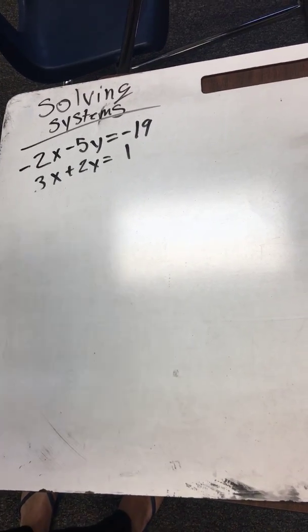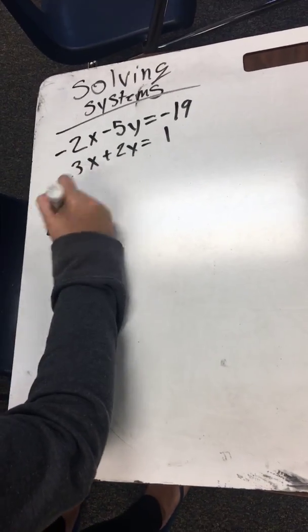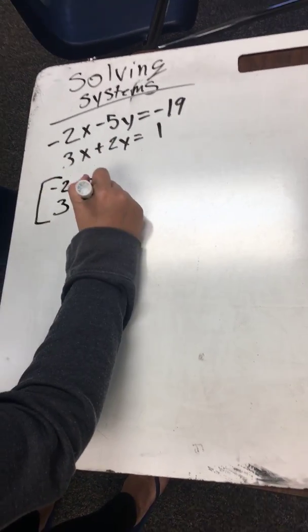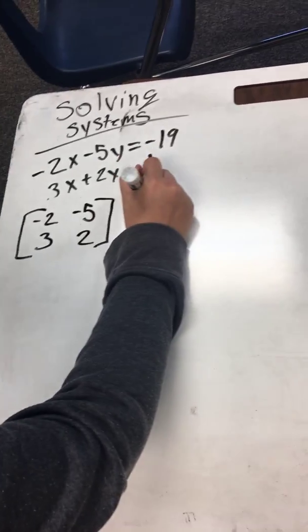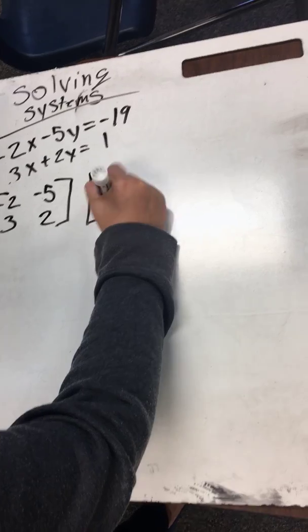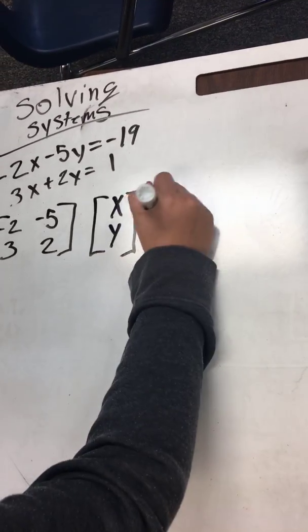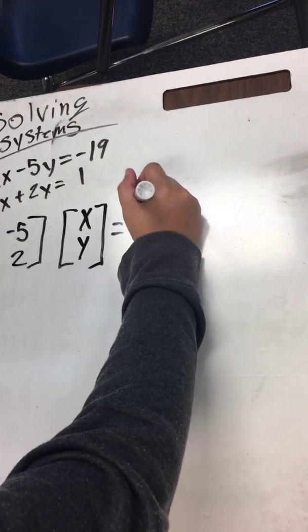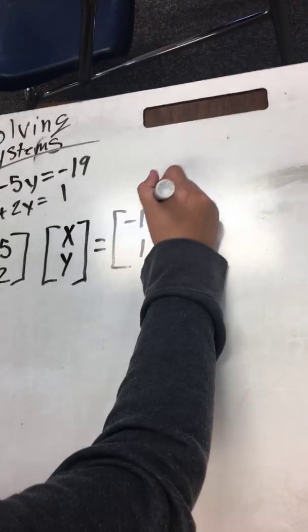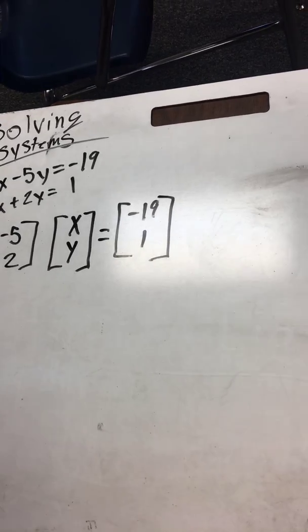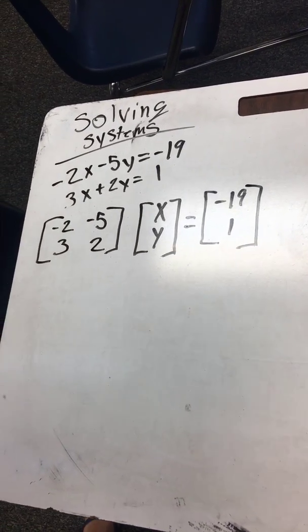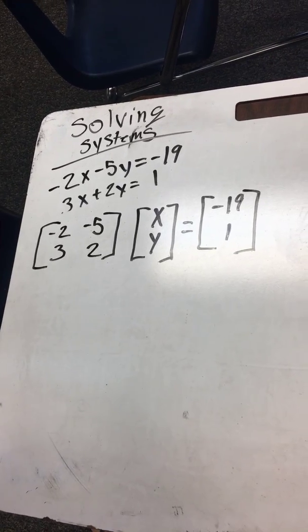So our coefficient matrix will consist of negative 2, negative 5, 3, and 2. Our variable matrix will consist of x and y. And then our matrix of constants will consist of negative 19 and 1. Now, before you start solving, you will need to find both the determinant and create a new matrix.